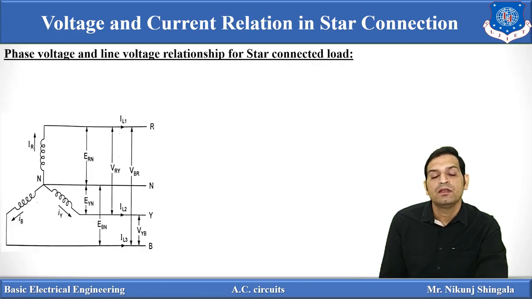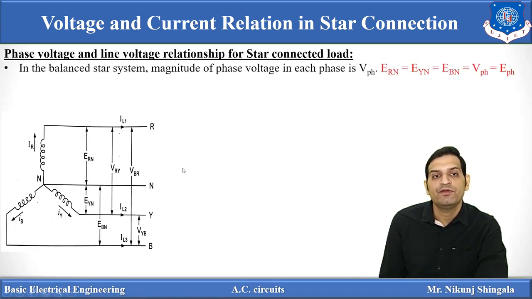Now let us see the relationship between phase voltage and line voltage for a star connected system. Taking the same circuit again, as this system is balanced, we can write ERN, EYN, EBN is equal to V phase, which is equal to E phase. All the phase voltages are equal. Similarly, all the line voltages are also equal, but we want to derive the relationship between line voltage and phase voltage.